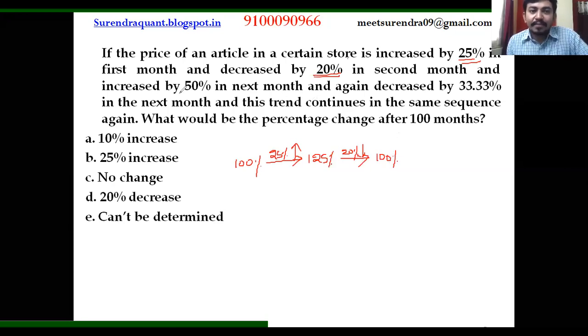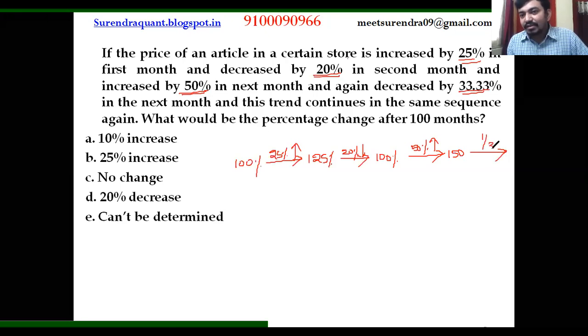Okay, what happens in the third month? It again increases by 50%. If it increases by 50%, then the new value is 100 plus 50%, 150%. Now on 150, again 33.33%. Friends, the fractional equivalent of 33.33 is 1/3. What is 1/3 of 150? 50. If 50 decreases, it becomes 100% again.